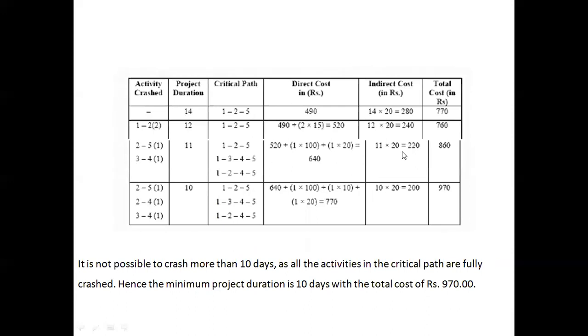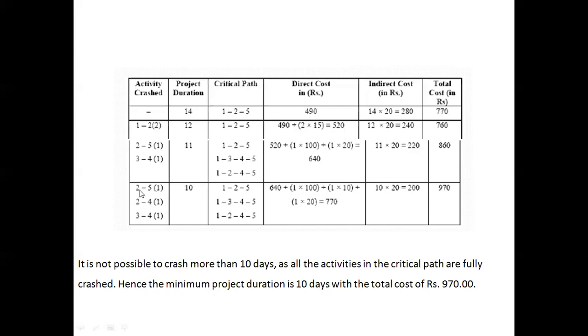and the total cost of the project will become 640 plus 220, because 11 is the project duration, 20 into 11 makes 220, and 220 plus 640 will make 860. So when the project cost becomes 860, all the possible paths have become the critical path. Now 2 to 5, 2 to 4, and 3 to 4 are left to crash.